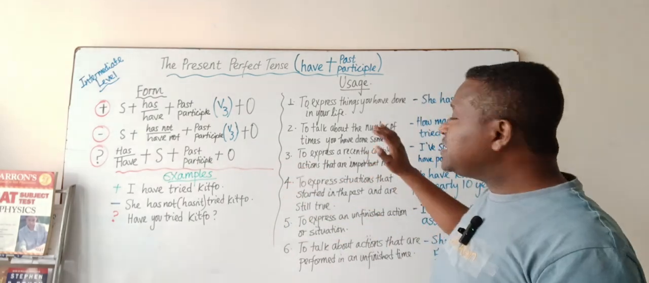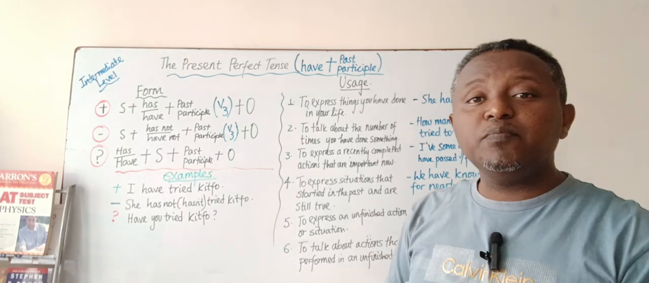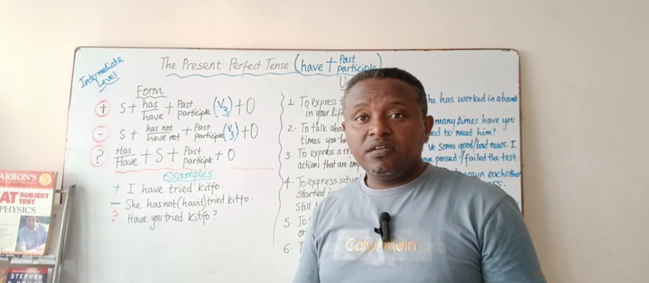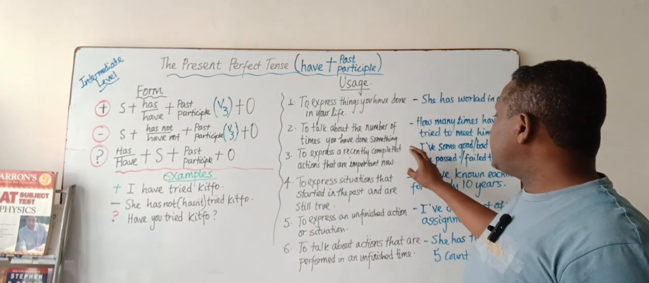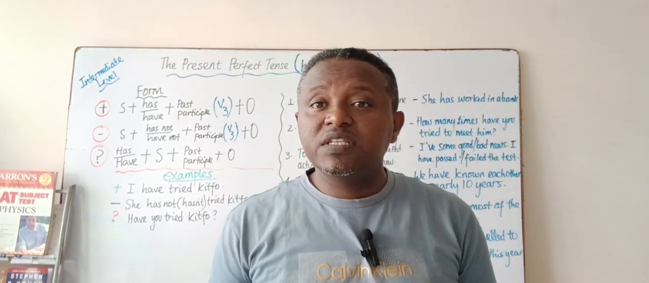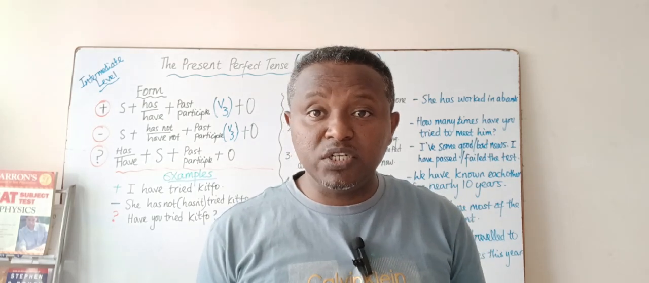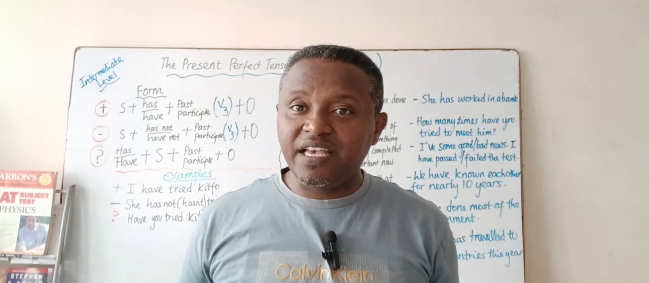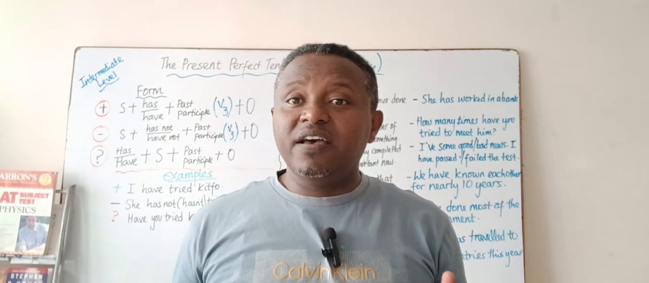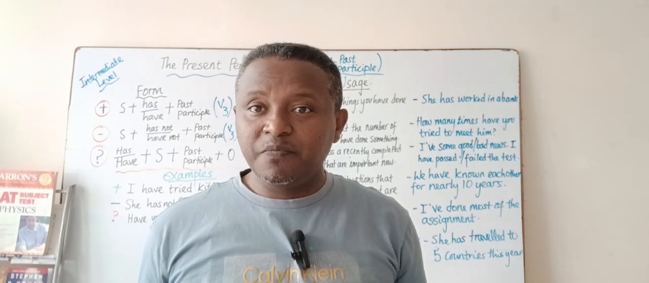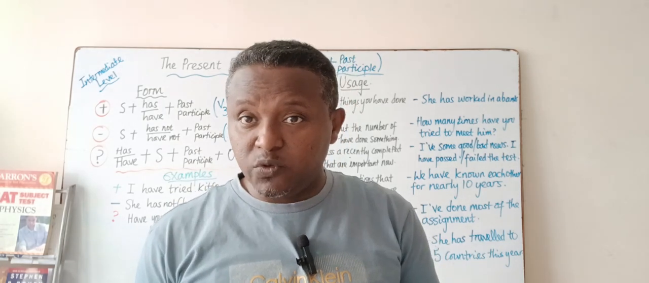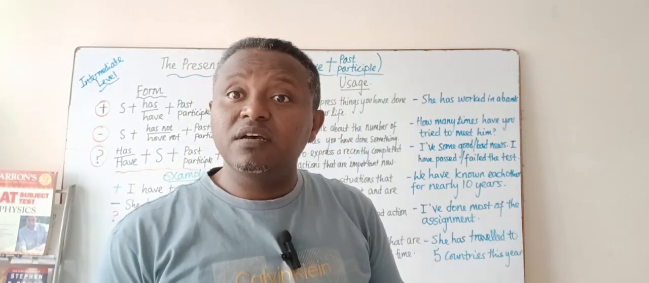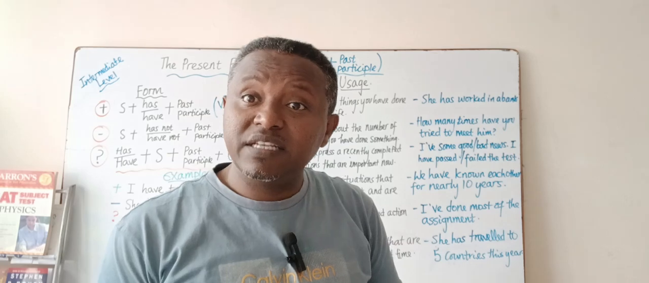The third one is to express recently completed actions that are important now. A recently completed action, but the effect is still with us now. For that, for example, you can say, I have some good news. I have passed the test. I have got engaged. These are some good news. You can also say, I have some bad news. And what is that? I have lost my job, or I have failed the test or the exam.